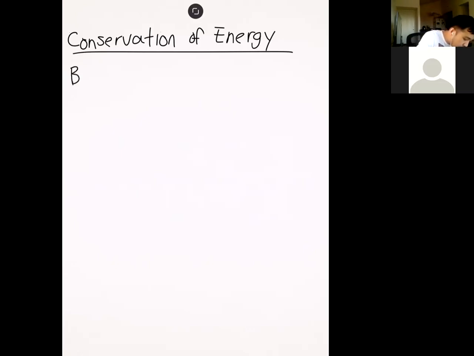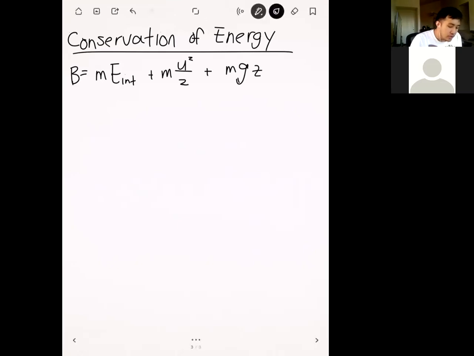Last time, anytime we apply RTT, we have to define what our B variables are. So we say that big B is equal to the total energy. That's going to be our mass times internal energy, plus mass times velocity squared over 2, which is our kinetic energy, plus mass times g times z, which is our potential energy. So our energy here has 3 different terms that we need to consider. That's our big B.